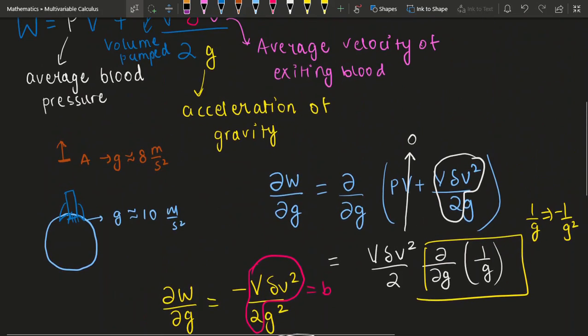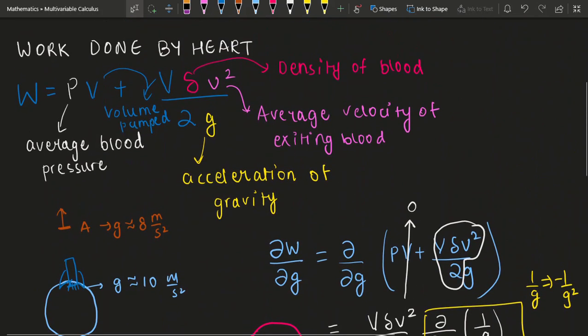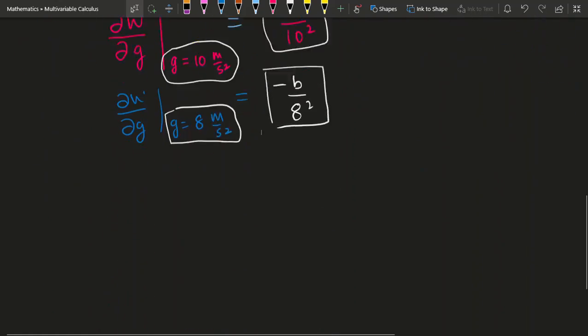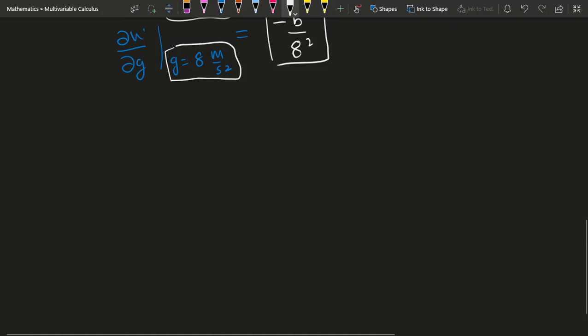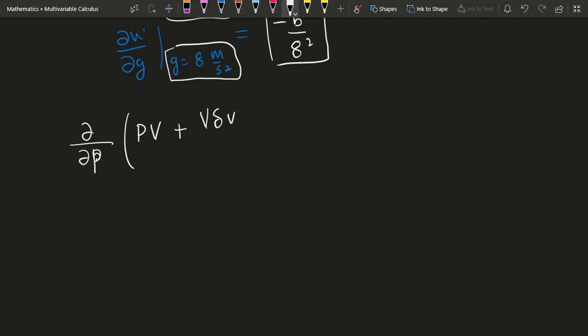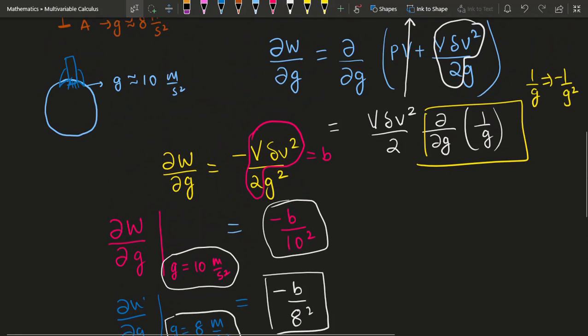We can also talk about some other parameters. Let's talk about average blood pressure. So now what you want to do is partially differentiate the entire expression with respect to P. That was a capital P, I guess. So PV plus V delta V squared over 2g. I guess that was the expression.